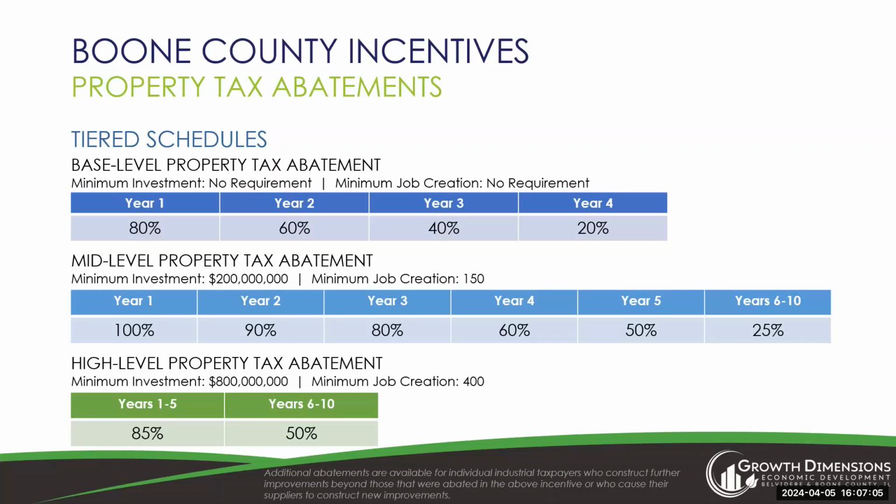The high-level property tax abatement requires that a minimum of $800 million be invested into a project, along with a minimum of 400 new full-time equivalent jobs created within 3 years of occupancy. High level receives 10 years of abatements, with the first 5 years at an 85% reduction and the final 5 years at 50%. If a project is estimated to meet the requirements of the mid or high level tiers, but fails to meet one or both requirements, the property tax abatement schedule will be nullified and will not be replaced by a lower tier level.